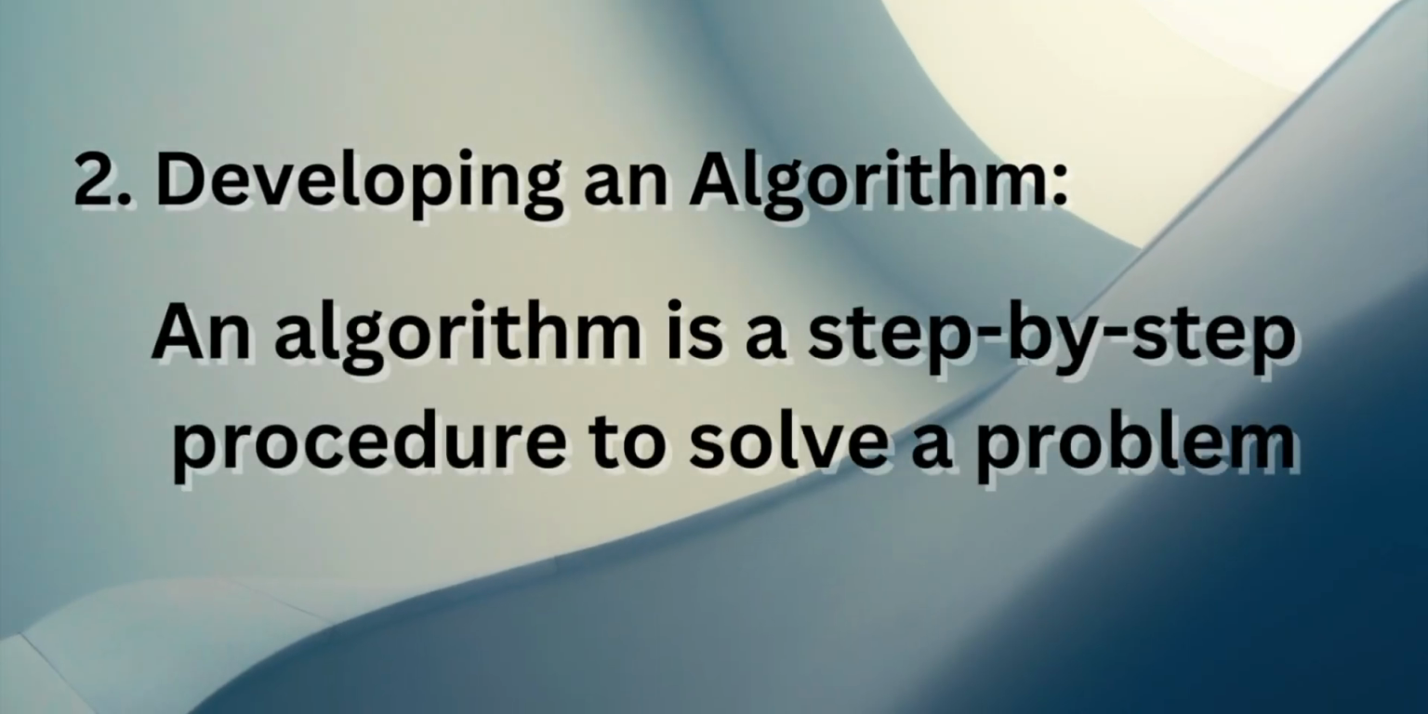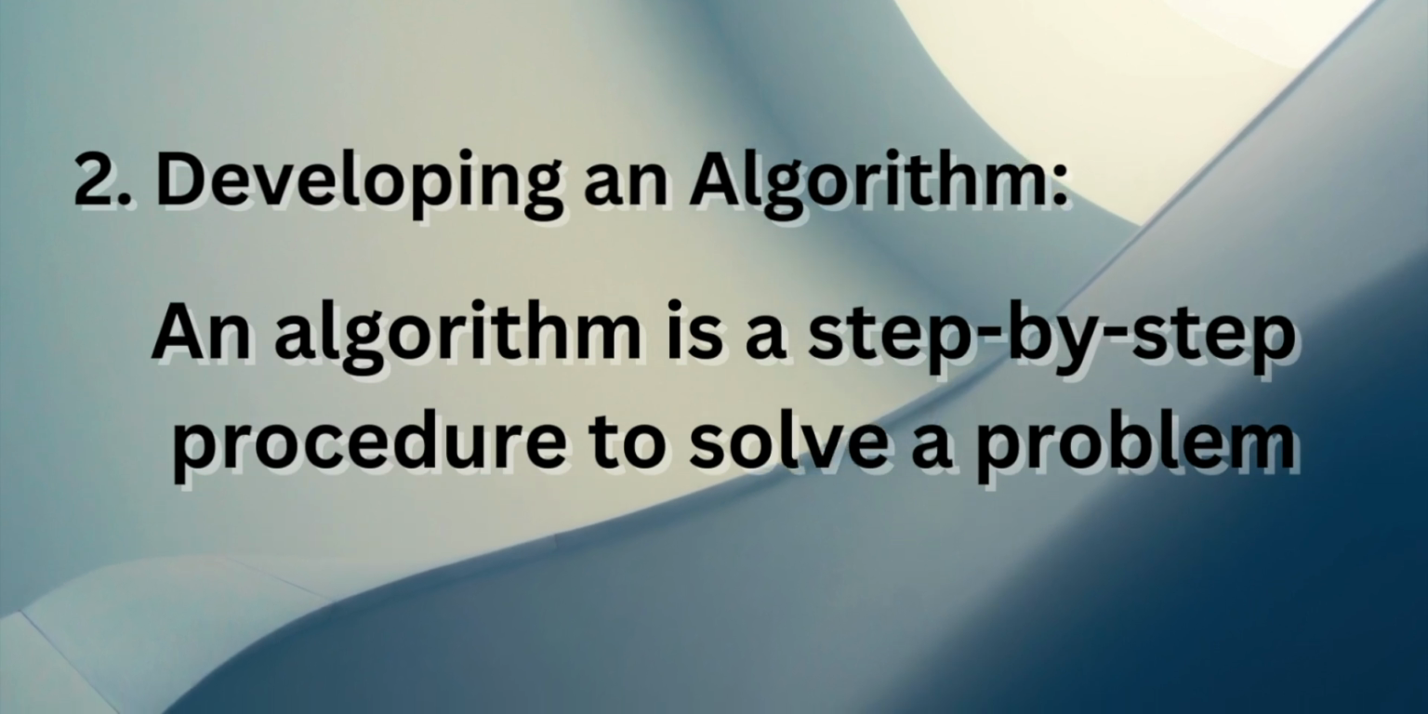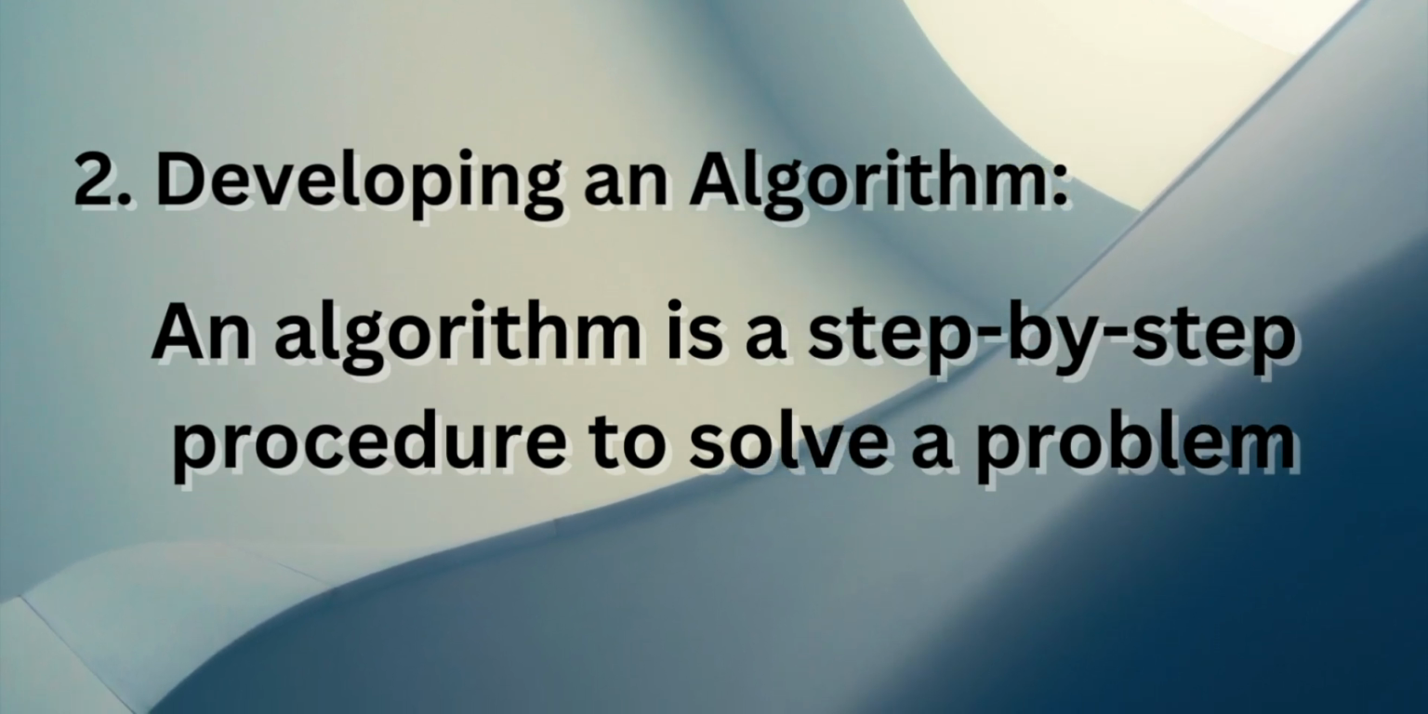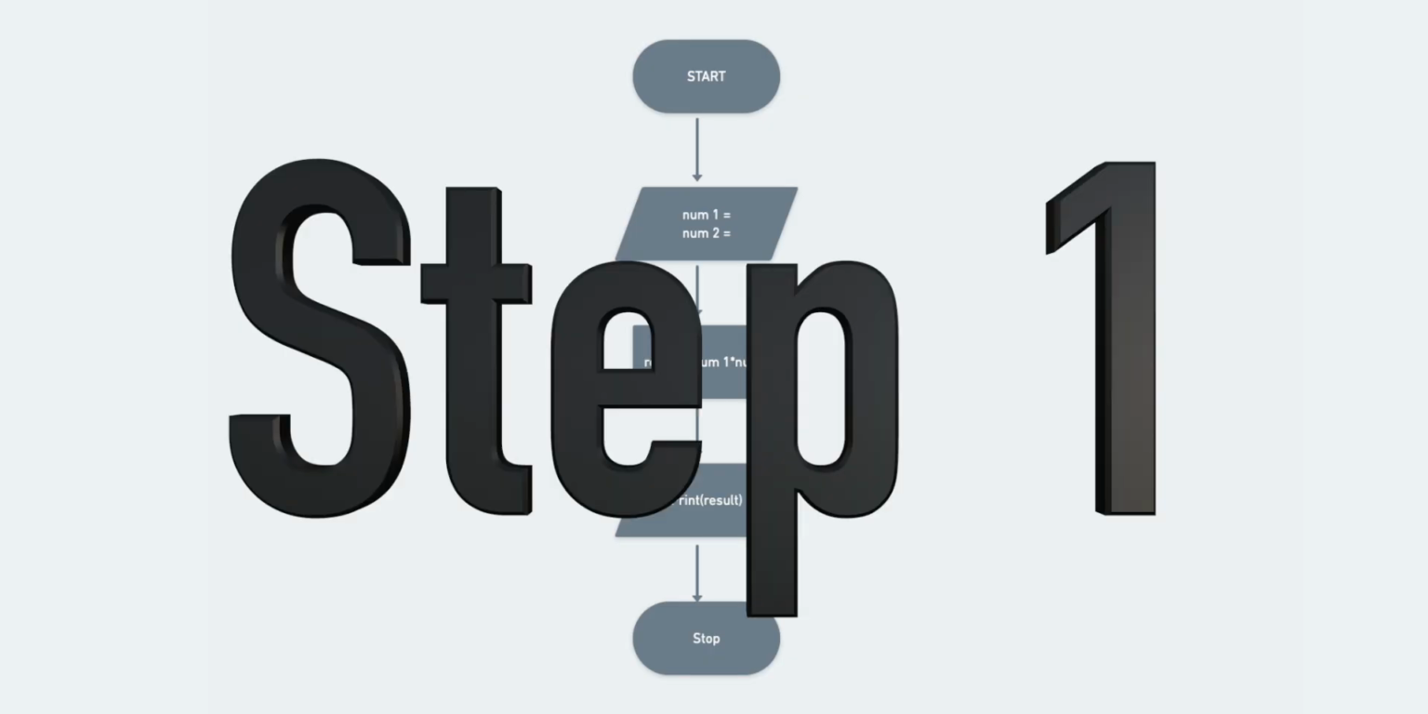Second, developing an algorithm. An algorithm is a step-by-step procedure to solve a problem. Think of it as a recipe. There are multiple ways of achieving the same result, but we need to choose the one which is the most effective and efficient.